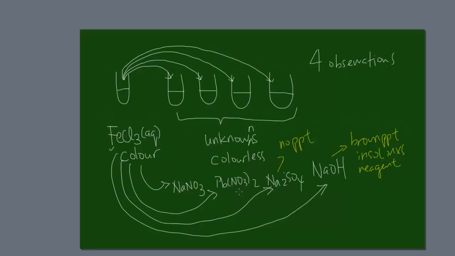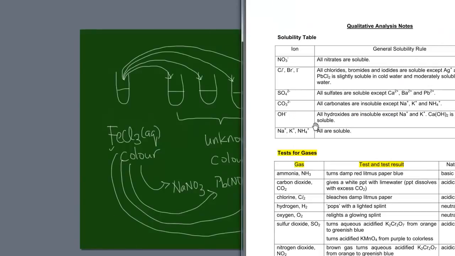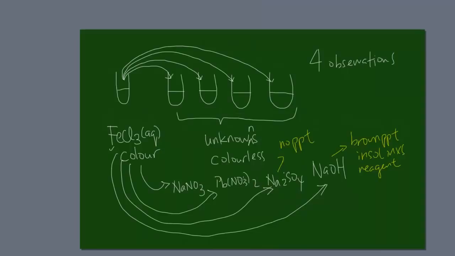You get PbCl2 and Fe(NO3)3. Okay, so this one you get a precipitate because lead chloride is insoluble. Can you remember? I'll just show you the table here. Let's see chlorides. All chlorides are soluble except for Pb2+. So PbCl2 is slightly soluble in cold water. Okay, so I will get a white PPT here for PbCl2. Over here I get a white PPT.